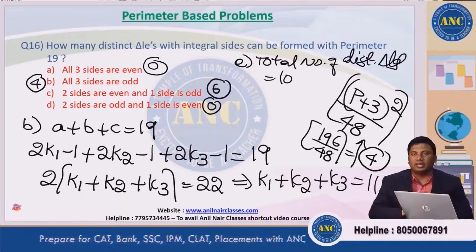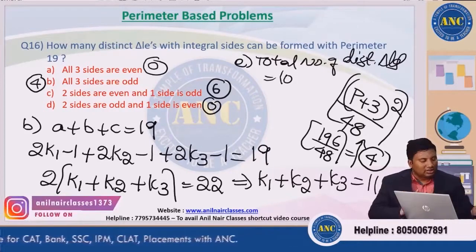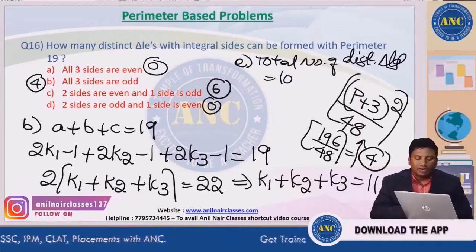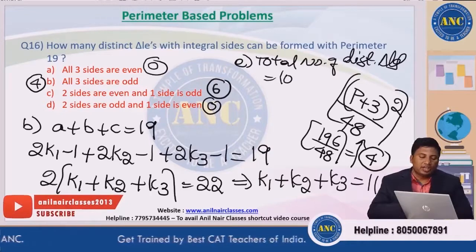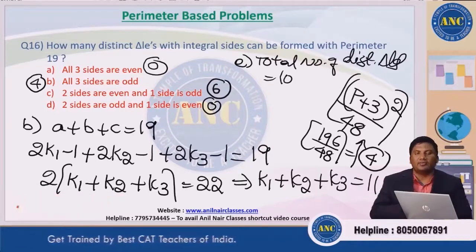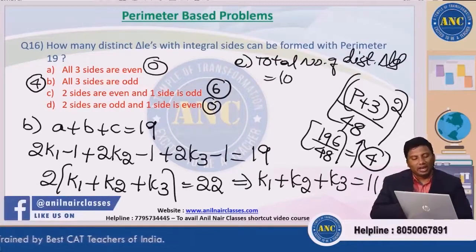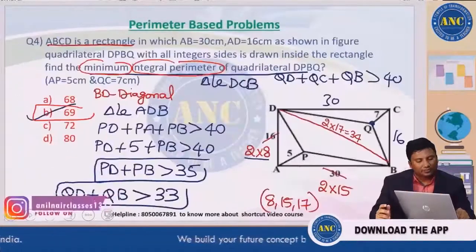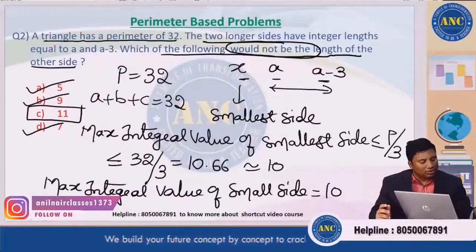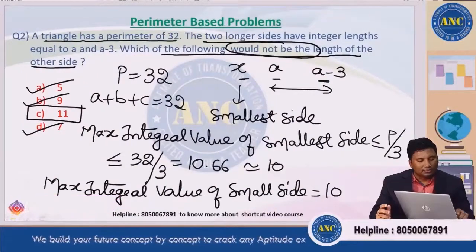All the 3 sides even we did, all the 3 sides odd we did, 2 sides even and 1 side odd we did it, 2 sides odd and 1 side even we did it. Are you all with me? Right? Let us see all the possible questions that we discussed.